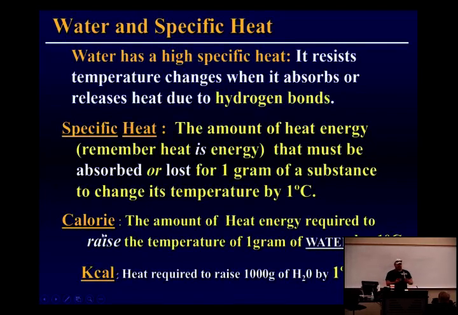So you guys probably know what a calorie is. You've probably seen it on your nutritional label. You know, let's say a Snickers bar has 240 calories. What does that really mean? So a calorie is the amount of energy that's required to change the temperature of 1 gram of water 1 degree Celsius. That's what the calorie is defined by.